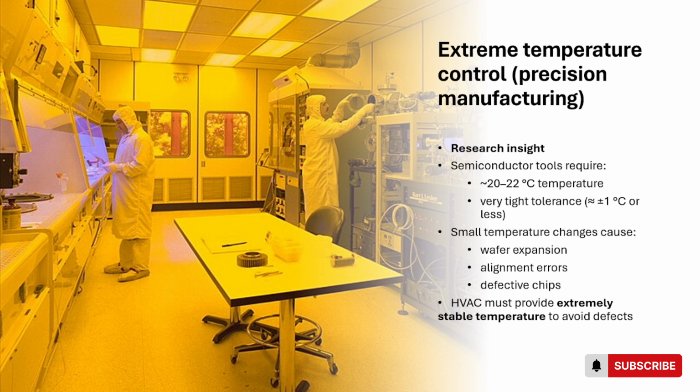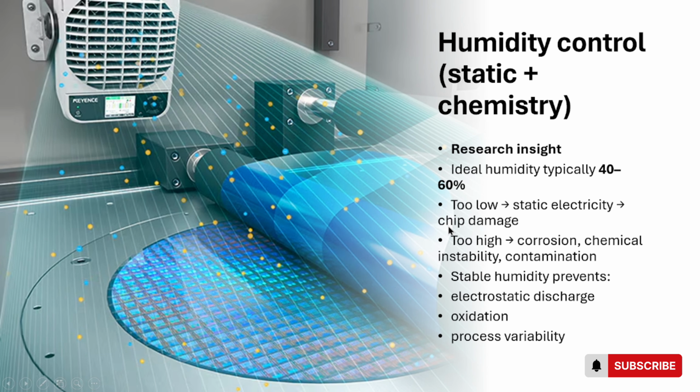So the HVAC system must cool large areas and maintain constant air temperature. HVAC must provide extremely stable temperature to avoid defects. So HVAC is a crucial part of the fab plant. You can also say it is the equipment, or the mechanism, in the fab plant. So come to the next slide.